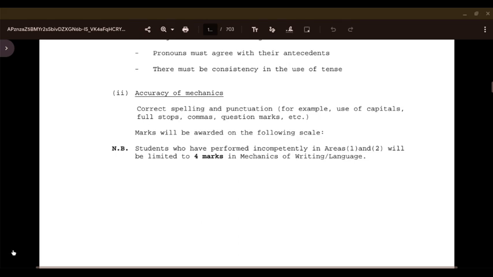Okay, really key. What I want you to look at as well is that note at the bottom. It says students who have performed incompetently in areas 1 and 2 will be limited to 4 marks in mechanics. All right. So areas 1 and 2 would have been area 1 is content, area 2 is organization of content. If you did really bad there, and I'm going to show you what incompetent is, you cannot get more than 4. They're not even going to give you more than 4.